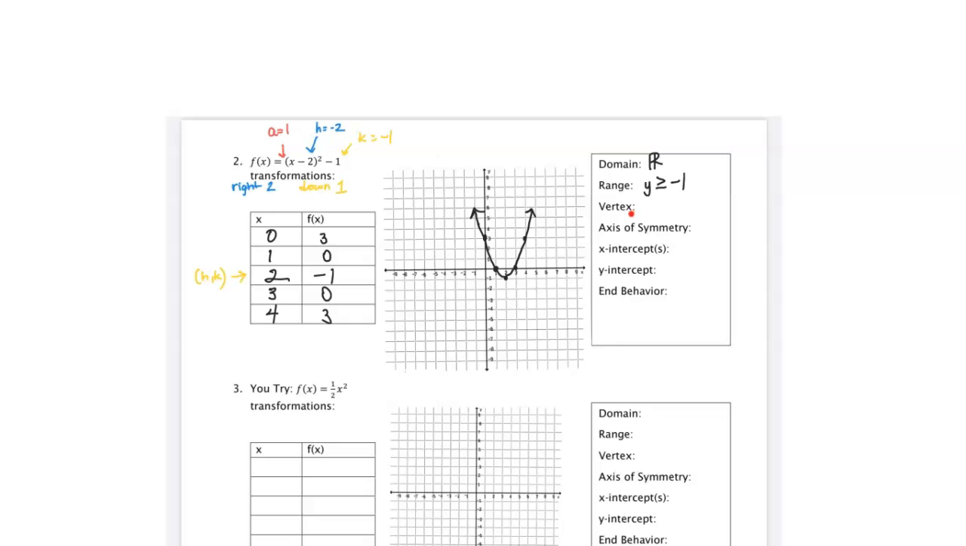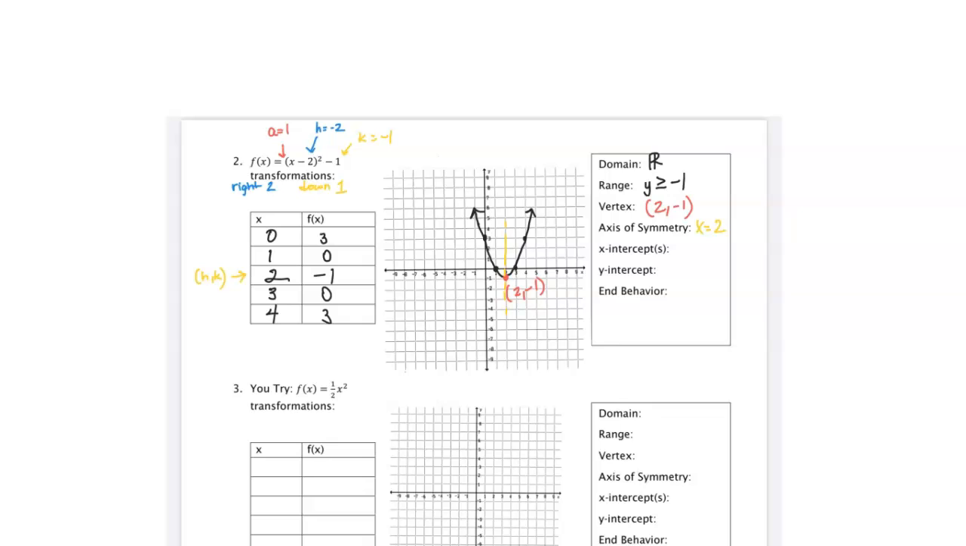Okay. Your vertex. Vertex is your middle point, which in this case is 2, -1. Which again, you can think about it, it was here. That's your h and your k, 2, -1. So vertex is 2, -1. Axis of symmetry goes through the x coordinate of the vertex. So then that's going to be x equals 2.